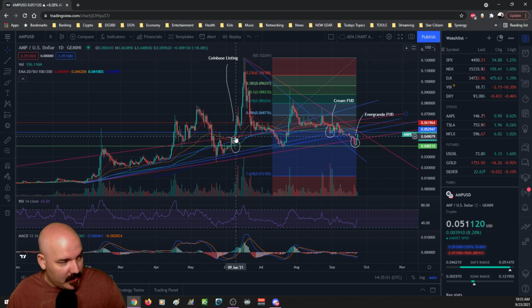And then we hit that trend again, and then you could see just this explosive move up. And again, that was on Coinbase. So obviously there was that moon hype, but you see right there from 5 cents to 12 cents.